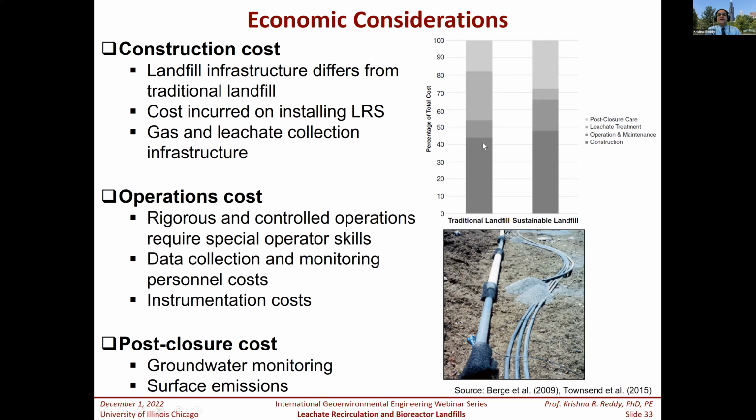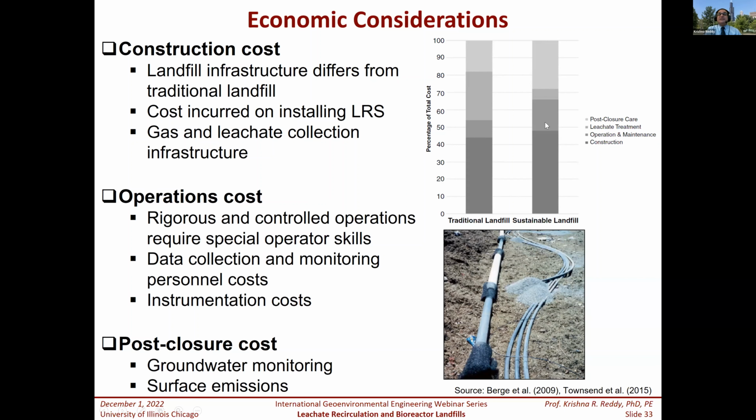Construction cost is high, and then you have operation and maintenance, and then you have a lot of cost for leachate treatment, and then you have post-closure, right? So whatever the cost is, this is how these costs are distributed. Now, if I have a bioreactor landfill, obviously the initial construction cost is going to be slightly higher than your conventional landfill because you are putting in this leachate recirculation system. So that's an additional thing that you're doing.